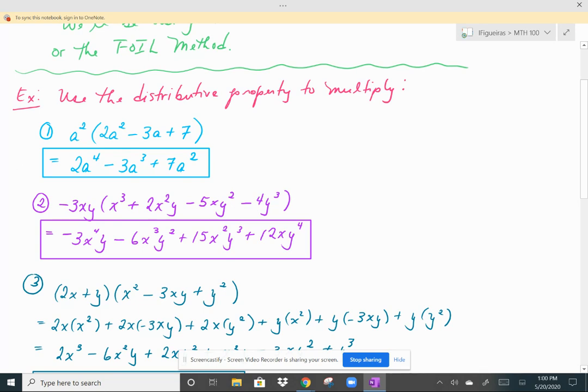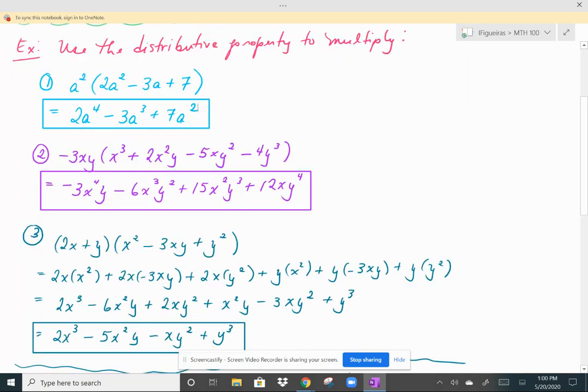Okay, let's do number 2. This one has two variables in the monomial in front of the polynomial. There's four terms in the polynomial. So we're going to distribute negative 3xy across those four terms. So you have to keep track of both the x's and the y's changing. So our first term is negative 3x to the fourth, because x and x cubed becomes x to the fourth times y. The y does not change here.